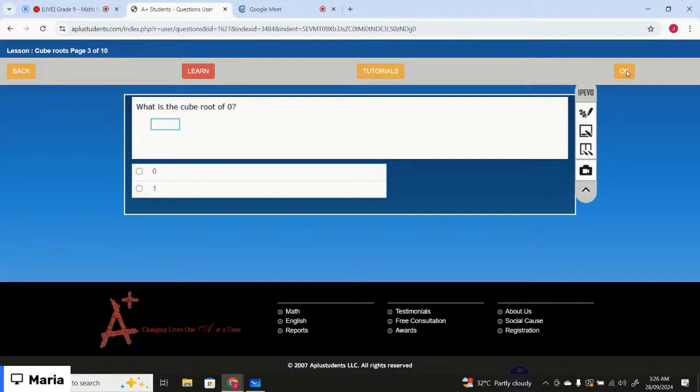What is the cube root of 0, which is the correct option? That is 0 times 0 times 0. The correct option is 0. Option number 1 is the correct option.